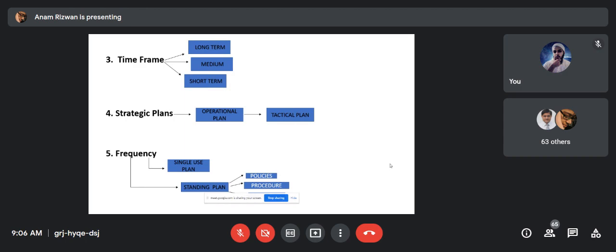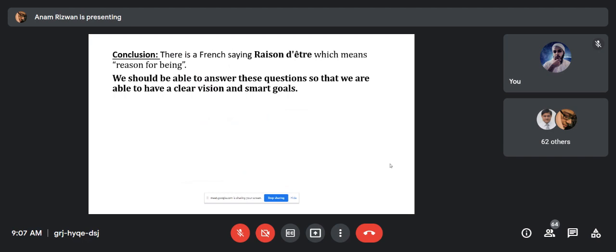Now, plans on the basis of frequency. Frequency basically can be divided into two parts: single use plan and standing plan. Single use plan is a plan which we just make and do, and it's done. But standing plan is a whole process which includes policies, procedures, and rules. It is also a long process which will include a lot of rules and guidelines that we need to follow, so that we can achieve our goals in a systematic manner.